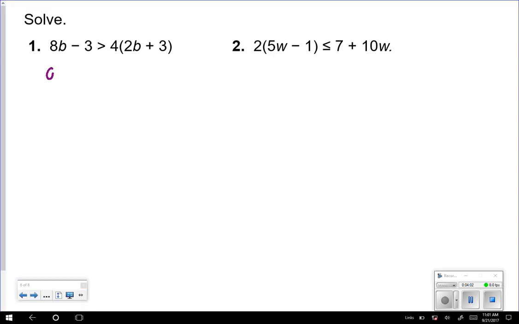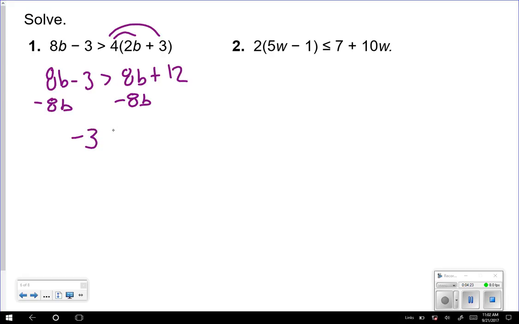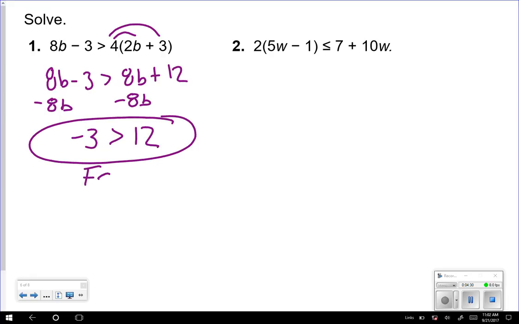I'm going to have to simplify the right side of this inequality. So distribute, so 8b plus 12. Now I have variables on both sides of the inequality. I don't want that, so I'm going to get all my variables to one side. When I do that in this case, my variables cancel, and I'm left with negative 3 is greater than 12. Ask yourself, is this true? Is negative 3 greater than 12? No, that's false. So our answer here, as you can maybe guess, would be no solution.